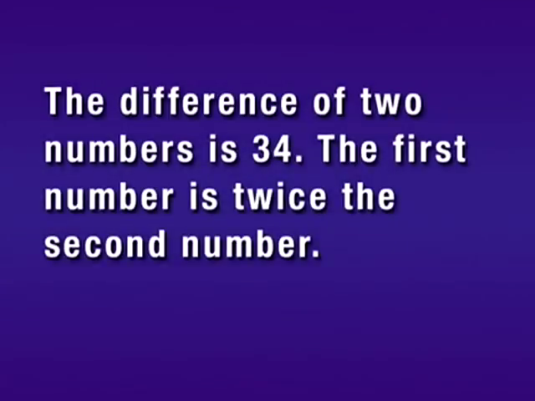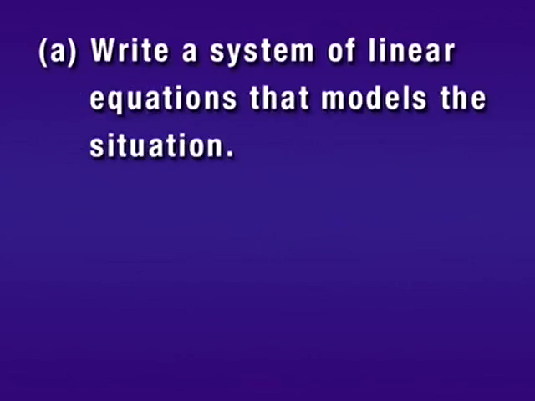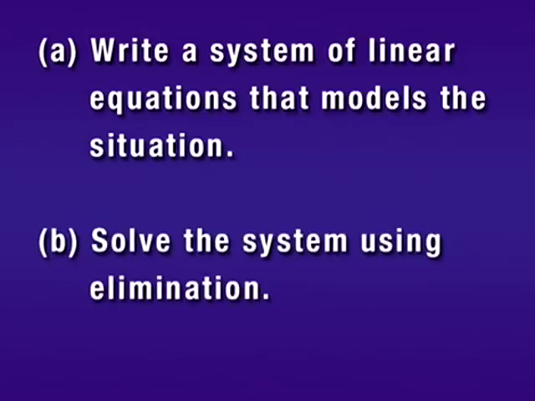The difference of two numbers is 34. The first number is twice the second number. A, write a system of linear equations that models the situation. B, solve the system using elimination.